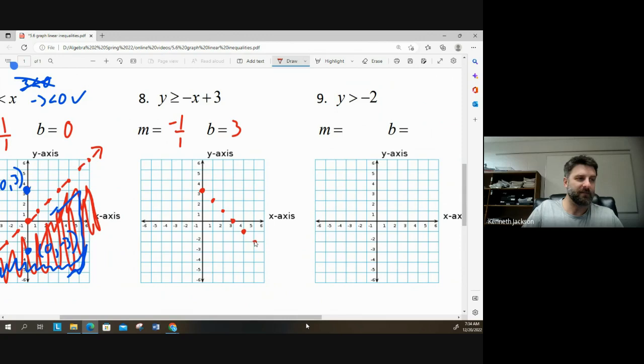Algebra 1, Chapter 3, Section 5. I don't know what section. Graphing lines is what I'm saying.